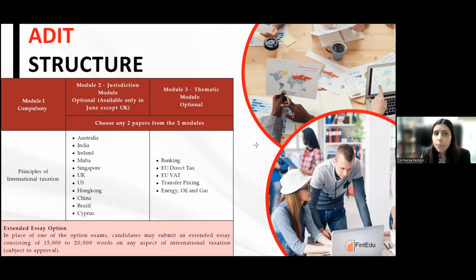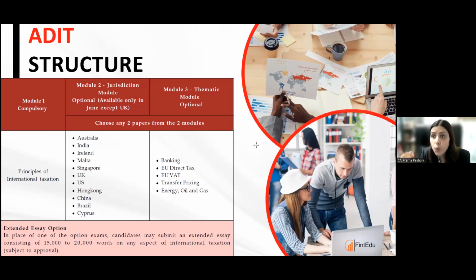Or if you want to skip module 2 altogether, you can take 2 papers from module 3, which is more of a theme-based, thematic module. There you have the theme-based papers. You can take energy resources as an option. For the UAE in the GCC, you have that option, or maybe the energy sector is a lot more relevant.